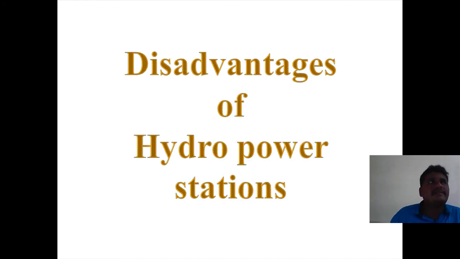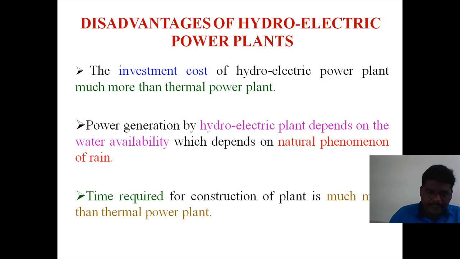Disadvantages. What are the disadvantages? Site selection is a disadvantage, as well as investment. First, the investment of a hydroelectric power plant is much more than a thermal power plant. The investment is high because you have to build dams like that. The dam should be large, and the project takes a lot of time to construct. That's why investment is more.